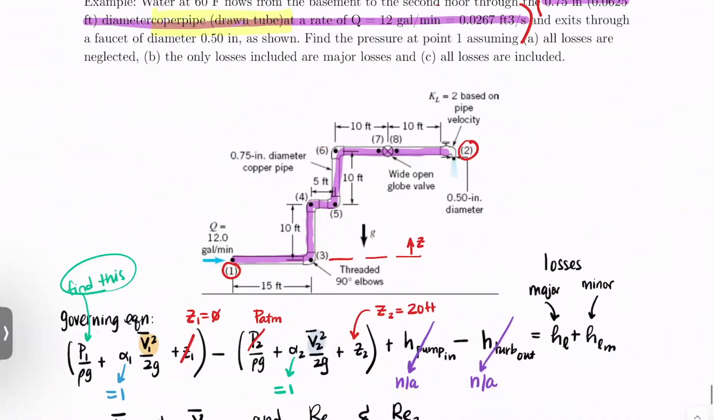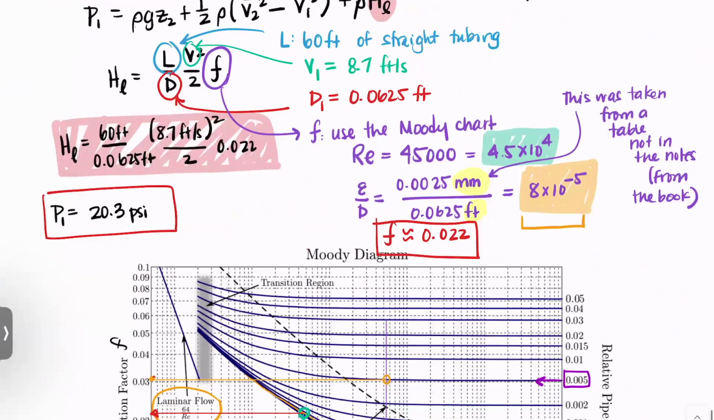So let's go back to our drawing. We have a whole bunch of threaded 90-degree elbows, right? 1, 2, 3, 4. 4 of them. And we also have a wide open globe valve, and we have our faucet. I'll point out at this stage, for our faucet they already give us our K value, which is very kind of them. Okay, so I have three different types of fittings in here.